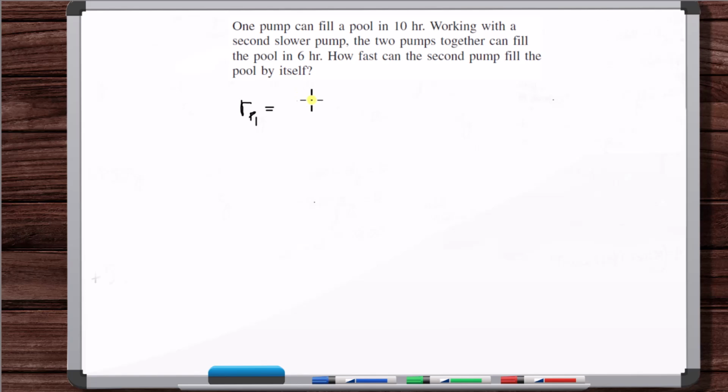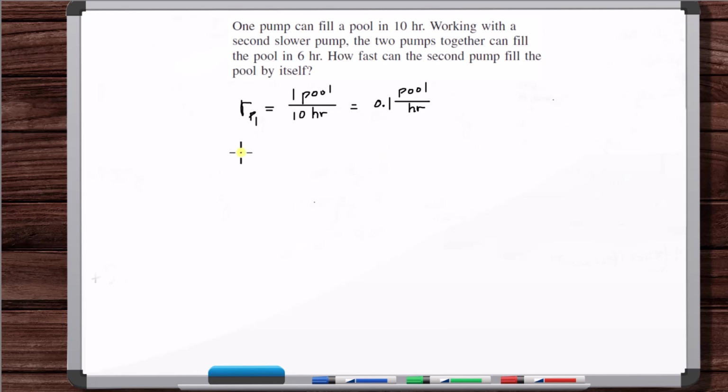So what is the rate of pump 1? Pump 1 can fill one pool in 10 hours. So the rate of pump 1 is 1 divided by 10, which is 0.1 pools per hour.